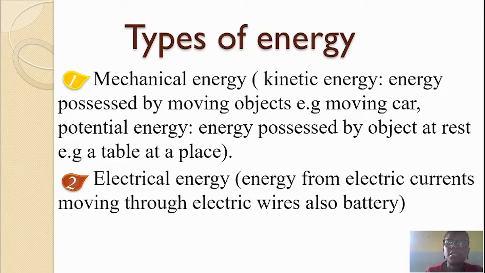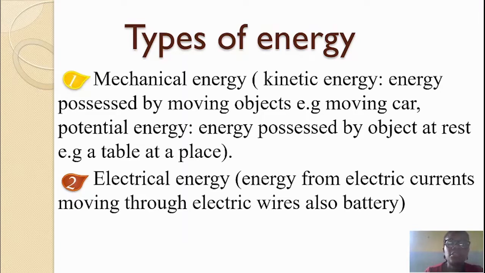Can we take it again? Kinetic energy has to do with moving objects, okay? We talked about that, a moving car. Someone driving a car, what helps the car to move is the kinetic energy. Then the potential energy, which is the energy used by an object at a stable position. That means the object is not moving at all. So it uses the potential energy at that point. So these are the two examples of mechanical energy.